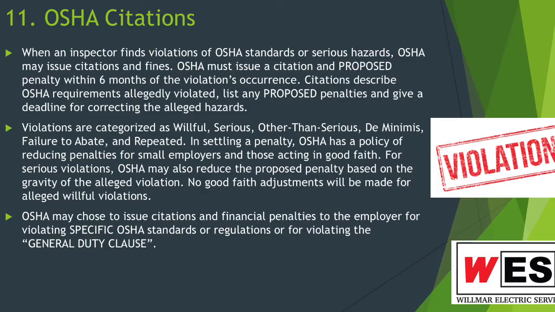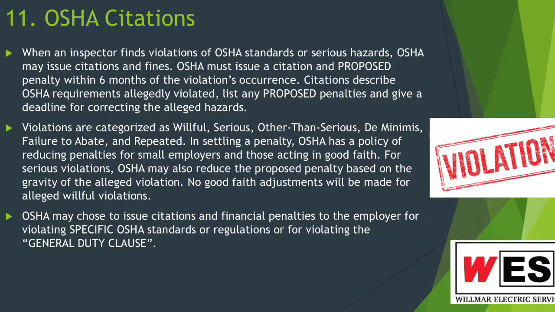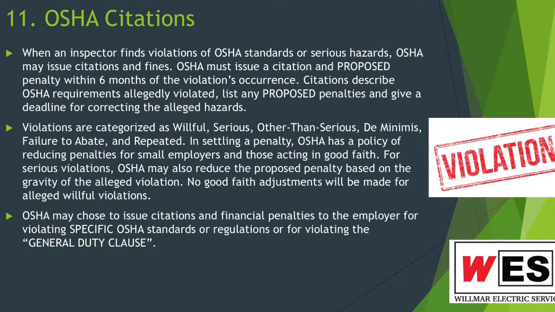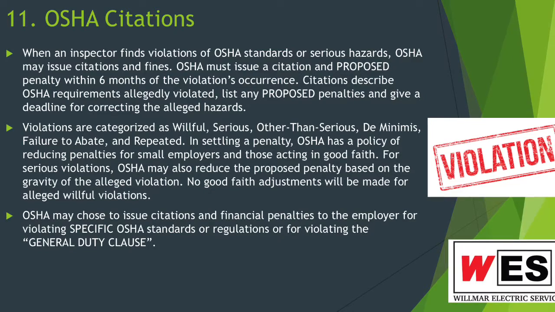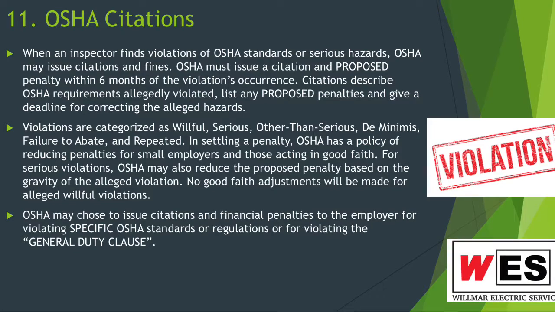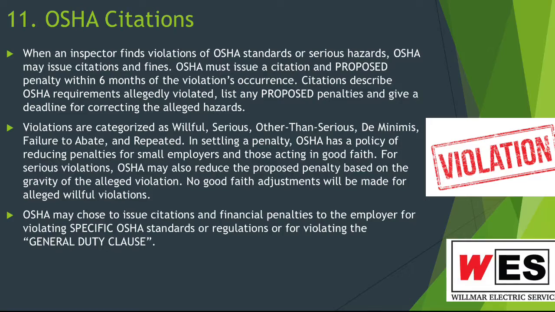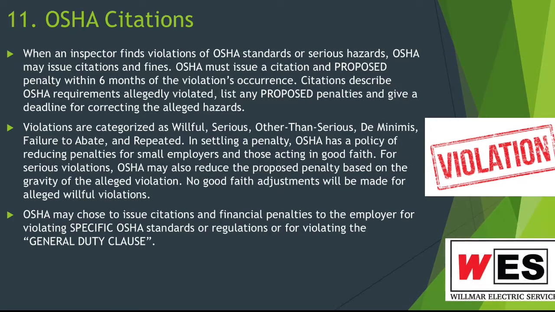When an inspector finds violations of OSHA standards or serious hazards, OSHA may issue citations and fines. OSHA must issue a citation and propose penalty within 6 months of the violation's occurrence. Citations describe OSHA requirements allegedly violated, list any proposed penalties, and give a deadline for correcting the alleged hazards. Violations are categorized as willful, serious, other than serious, de minimis, failure to abate, and repeated.